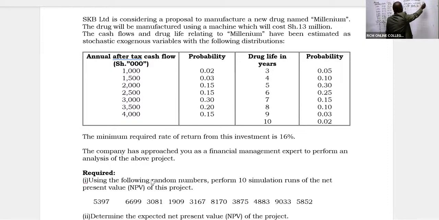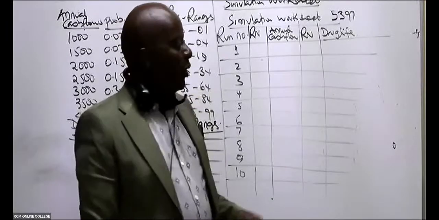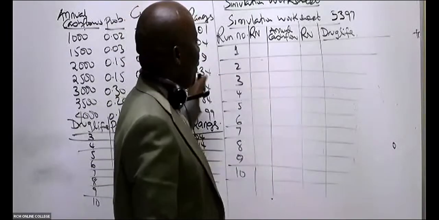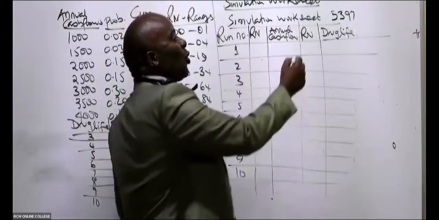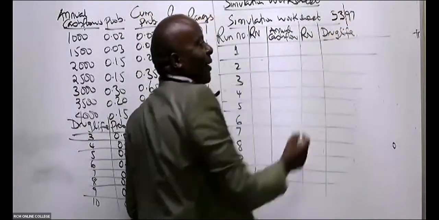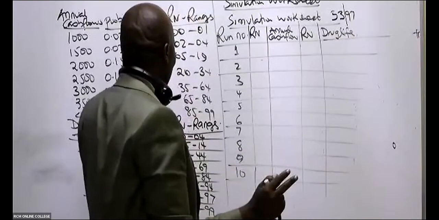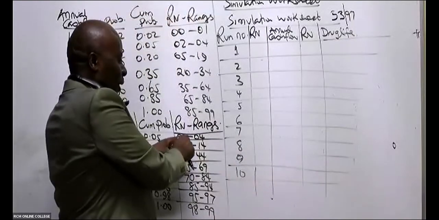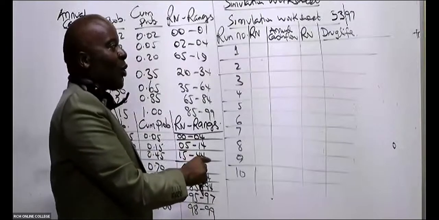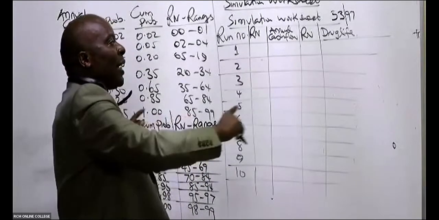You see, this 5397 is 4 digits, and the 4 digits for sure cannot fit anywhere here. These are 2 digits. So what we're supposed to do is to dissect this and subdivide it into 2 digits, because you remember our decimal places were 2. And remember, we are doing one run until we complete.